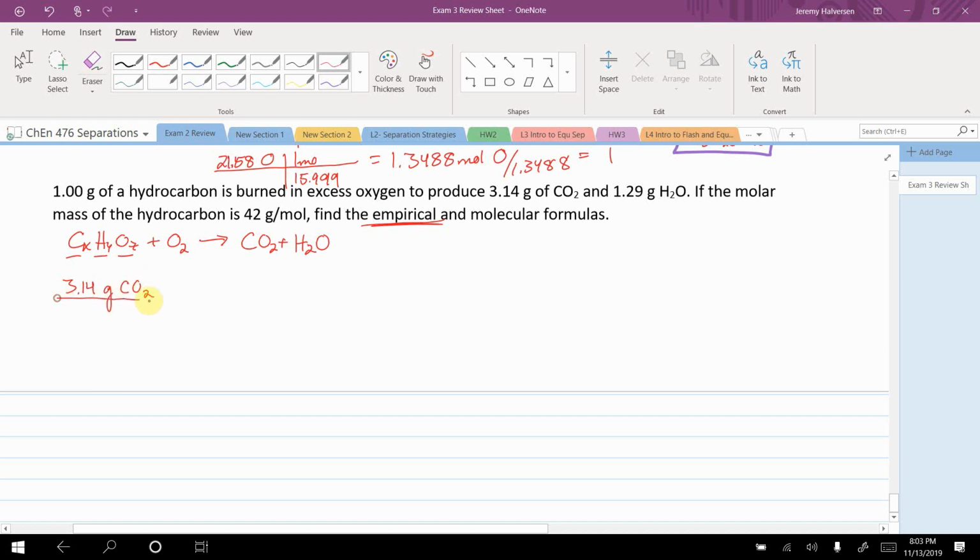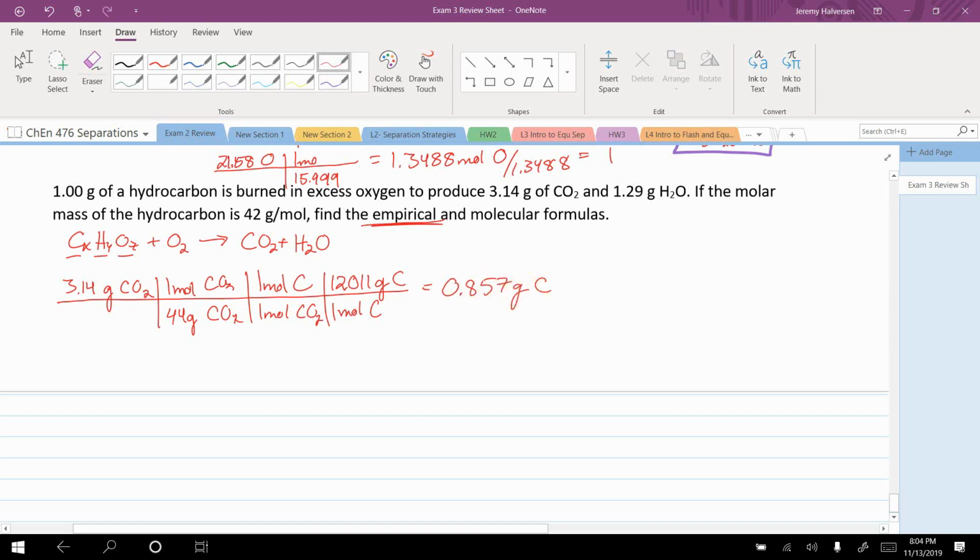Okay, so I actually don't know in this case, but I know I have 3.14 grams of CO2, and what am I trying to find? Just grams of carbon. I know 1 mole of CO2 is 44 grams. And what's my relationship between CO2 and carbon? 1 mole of CO2 has 1 mole of carbon. How do I know that? Well, there's 2 moles of oxygen and 1 mole of carbon for each mole of CO2. Okay, and then I'm going to get to grams by saying 1 mole of carbon is 12.011 grams. And I got 0.857 grams carbon.